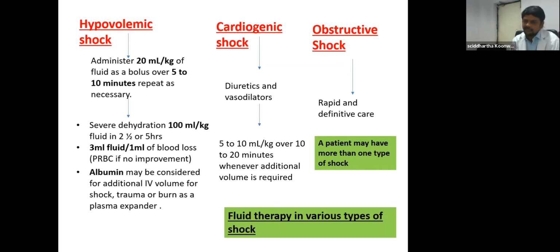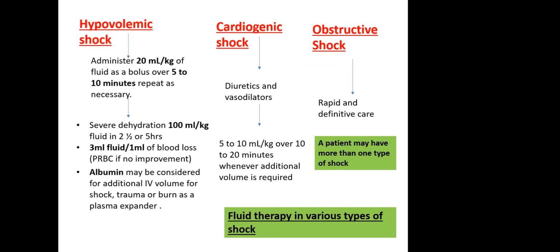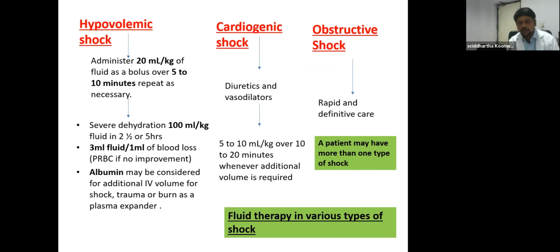If the patient is presenting with hemorrhage, we have to replace blood. If blood is not readily available, we could give fluid. 3 ml of fluid is to be given per ml of blood loss. Albumin can be given as a plasma expander, especially in patients of trauma and burn.